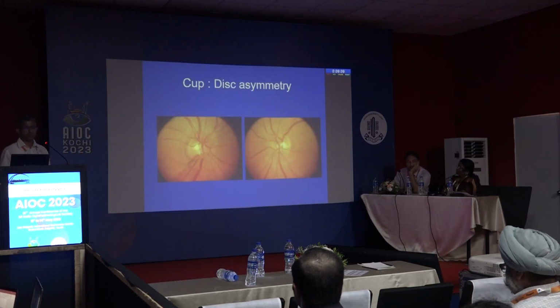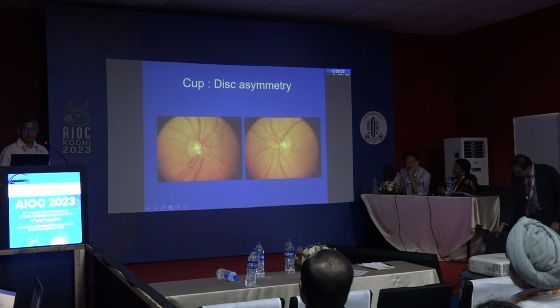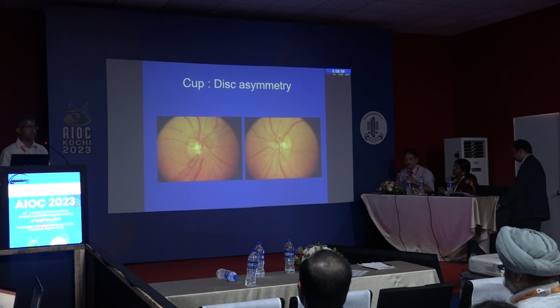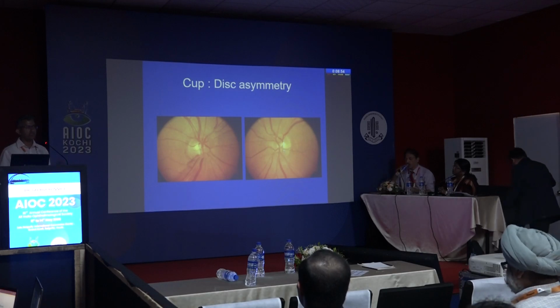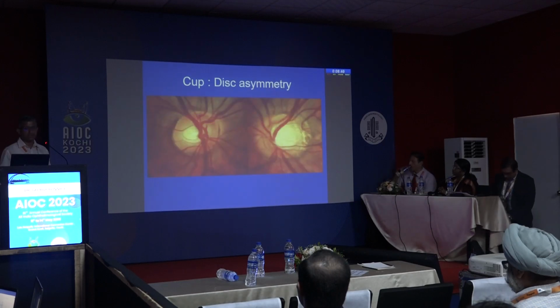The other thing that you need to look for is cup to disc ratio asymmetry. So if you look here, you can see that in this eye, your cup is fairly large and this eye is fairly small. This sort of asymmetry is rare. Any cup to disc ratio asymmetry of more than 0.2 with similar disc sizes should be looked at much more carefully. How do you assess disc symmetry?